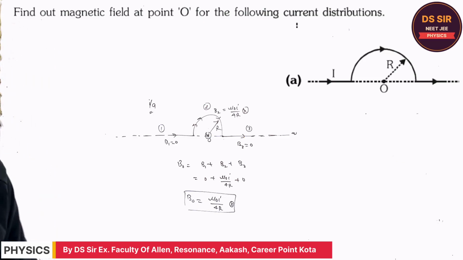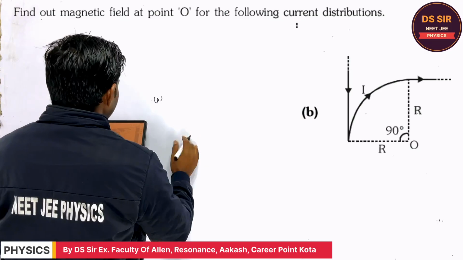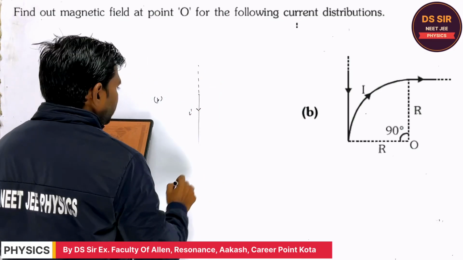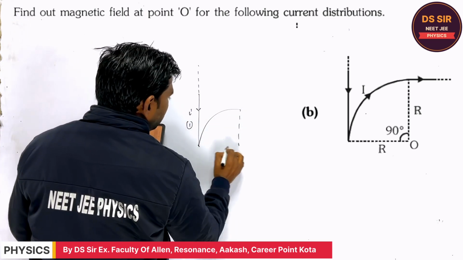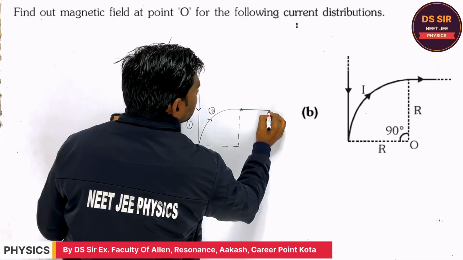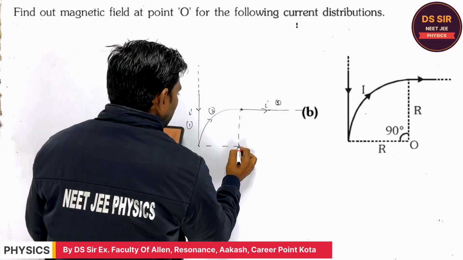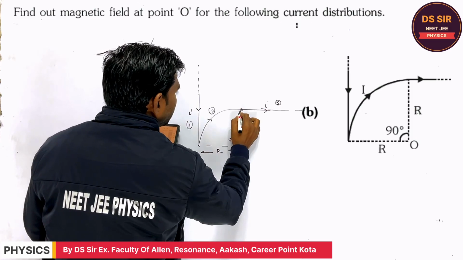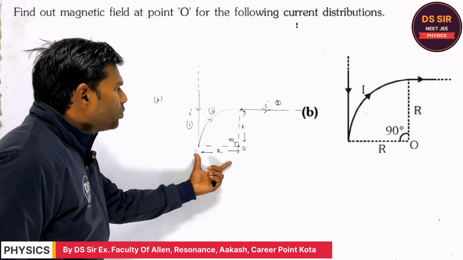Copy this. So in this part, again, this is the B part, you can say. This is the semi-infinite wire, current is coming I. So this is the one part. This is the quarter circle, assumed to be the second part, and this is another semi-infinite wire, the current is I, assume this is the third part. So this is the point O, radius is R, this is 90 degrees. So we have to find the magnetic field at point O.